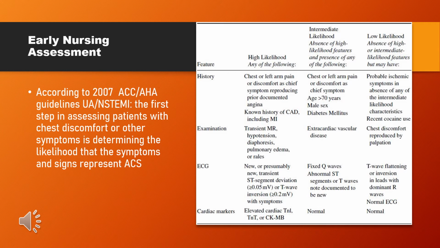According to ACC guidelines, the first step in assessing patients with chest discomfort or other symptoms is determining the likelihood that symptoms and signs will represent acute coronary syndrome. By assessing the patient's signs and symptoms, such as her chest discomfort and her past medical history of coronary artery disease, we can determine that the patient is more likely to be experiencing acute coronary syndrome. It is important that we review and discuss the findings with the physician.